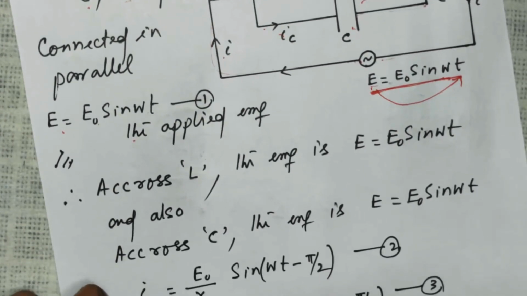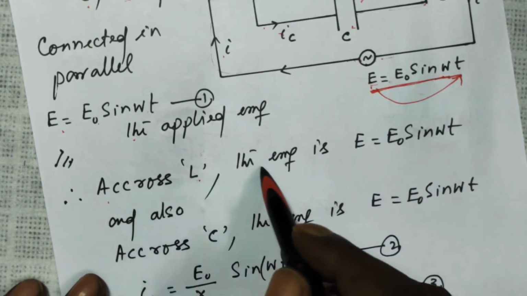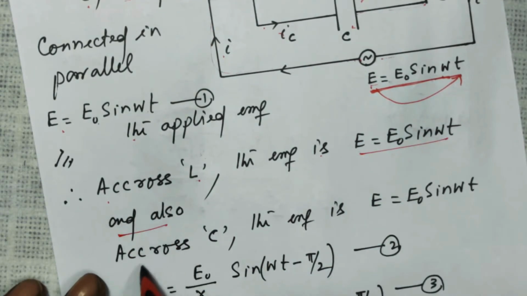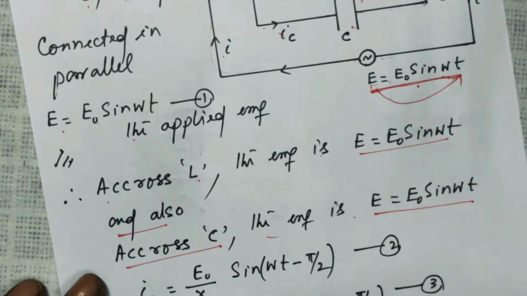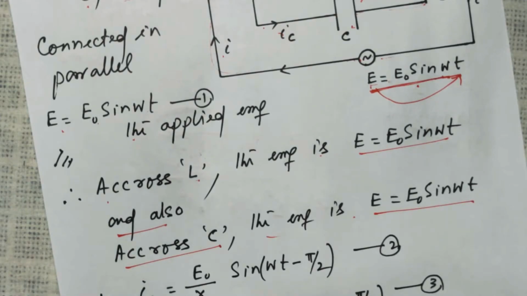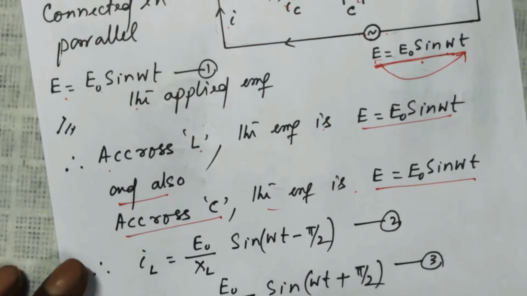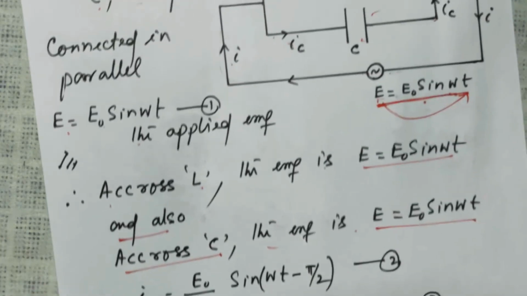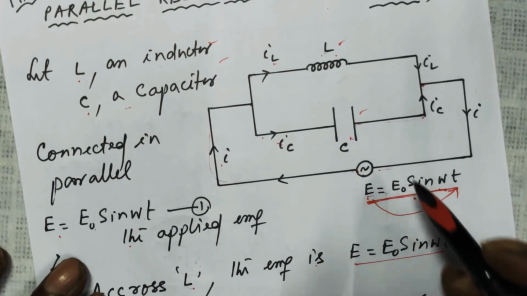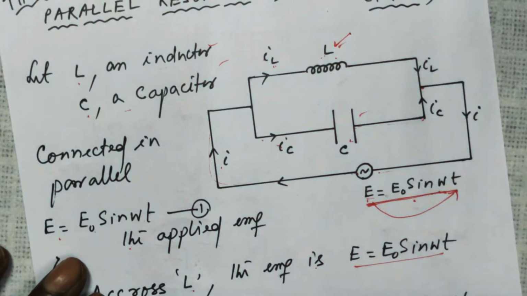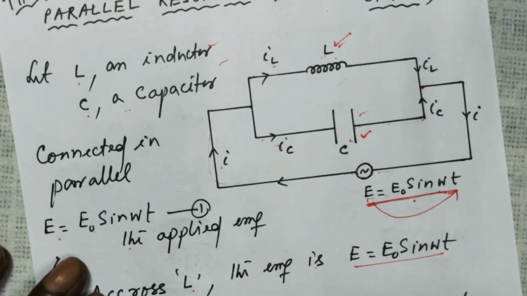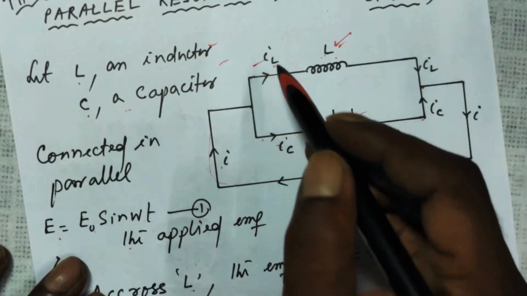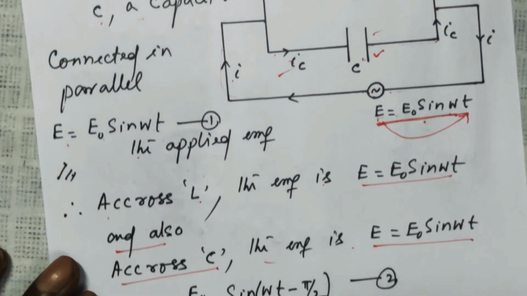So that is what I am saying here, which I showed you. Across L, the EMF is E naught sin omega t, and also across C, the EMF E is equal to E naught sin omega t. Both are subjected to the same alternating EMF voltage. And we have derived in previous lessons that for an inductor, the current was lagging behind by pi by 2, and for a capacitor, the current was ahead of the EMF by pi by 2. So what will be this IL and this IC?